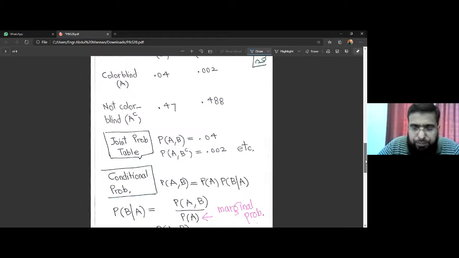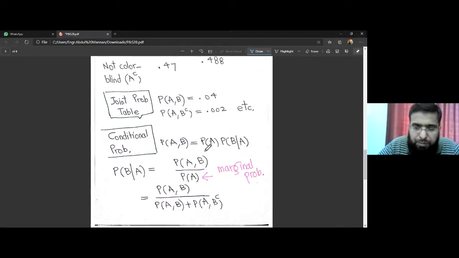Right, so probability of AB is probability of A times probability of B given A. So how do you find probability of B given A? It's probability of AB divided by probability of A. Dividing the left hand side by probability of A, and the right hand side as well, cancels the probability of A term. So probability of B given A is probability of AB divided by probability of A.